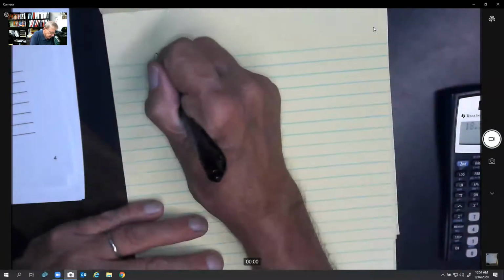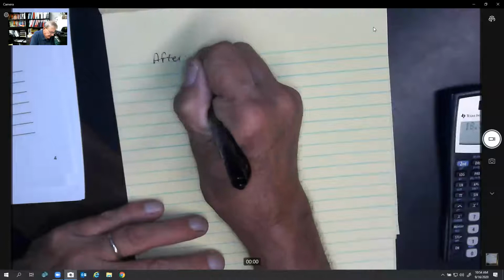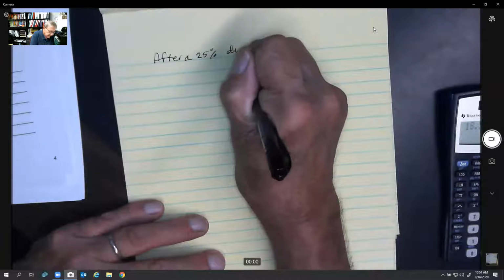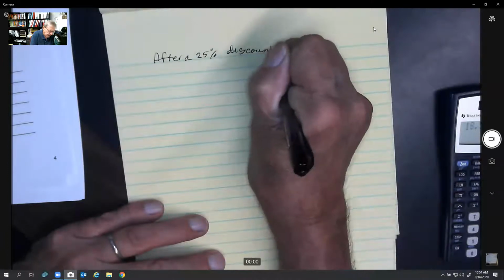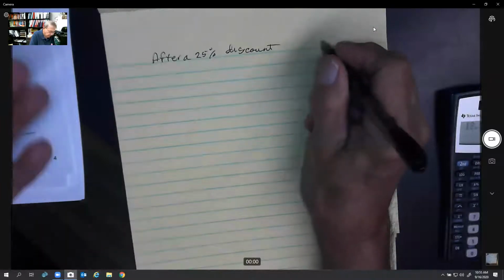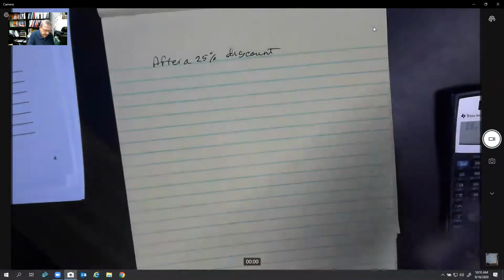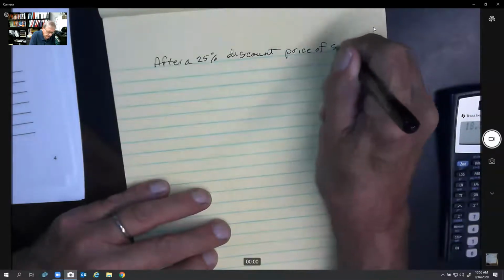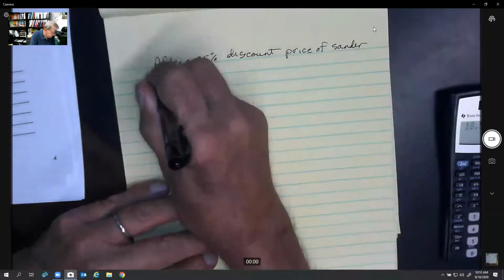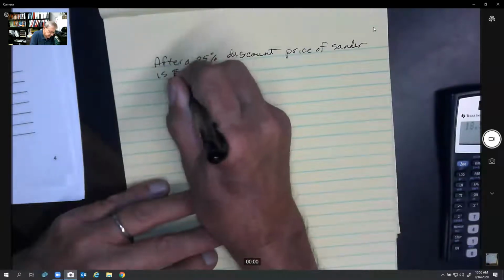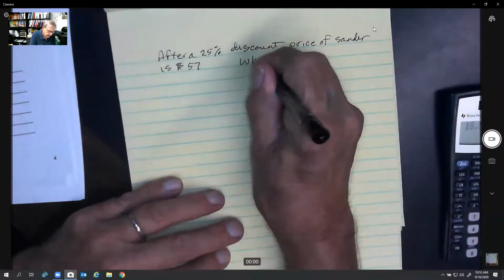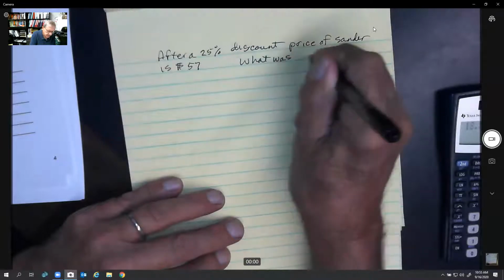Let's try this one. It says after a 25% discount, I can write, the price for this object, the sander, price of a sander is $57. Okay, they want to know what was the original price, what was the list price.